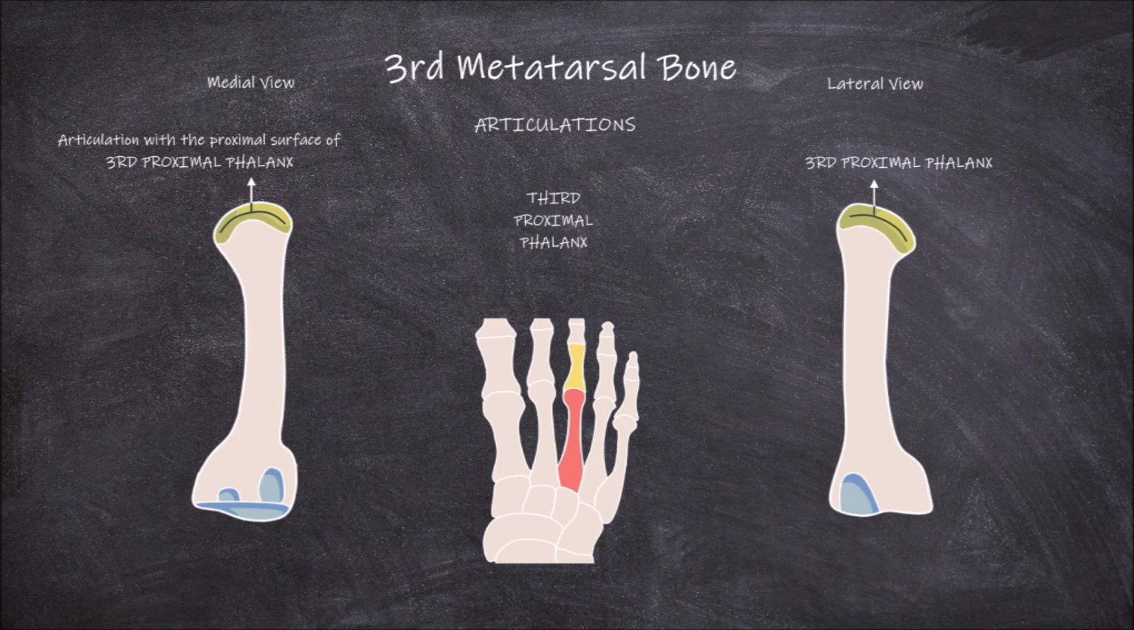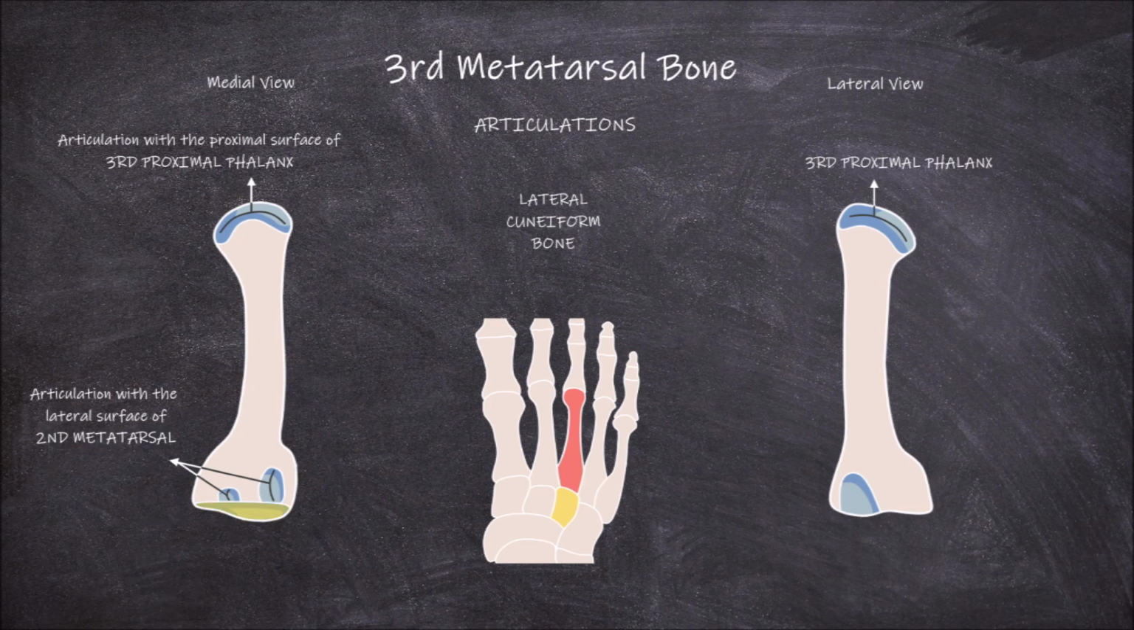The second of these articulations is with the second metatarsal bone. The medial surface of the third metatarsal has two facets for articulation with two facets on the lateral surface of the second metatarsal bone. The third of these articulations is with the lateral cuneiform bone.